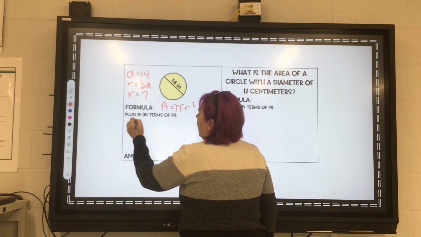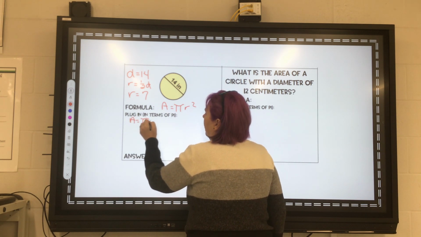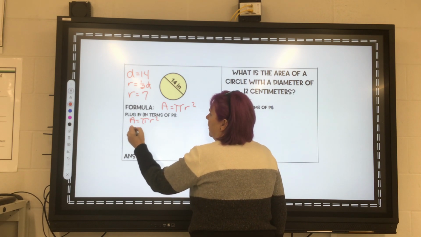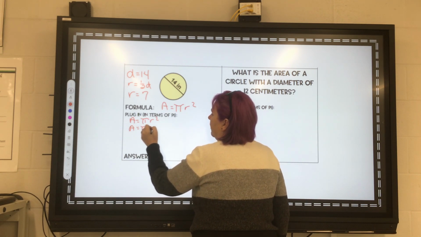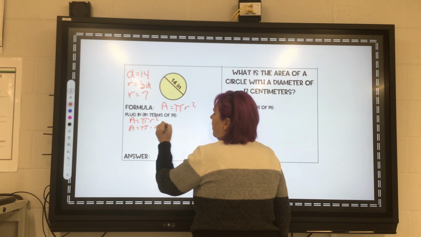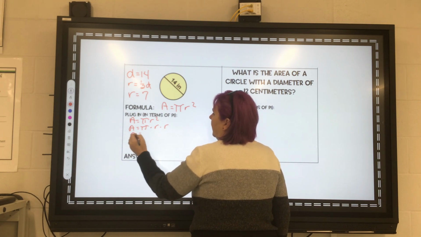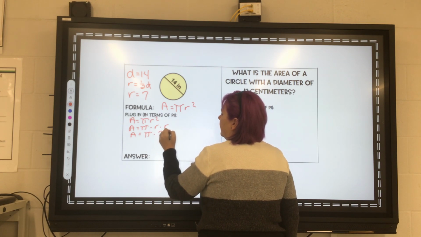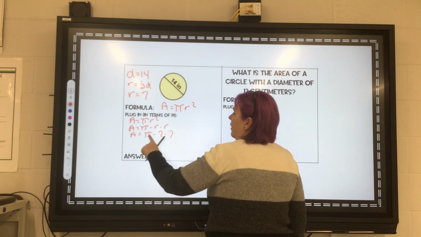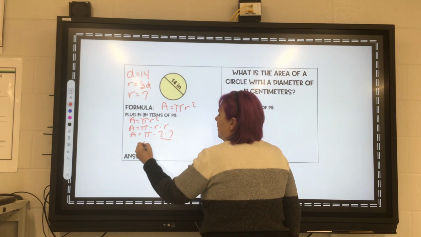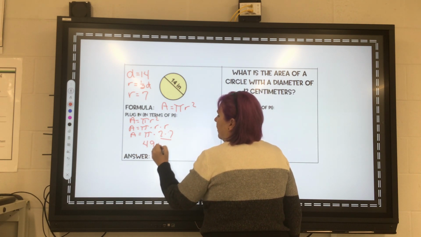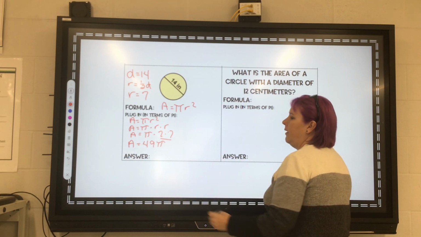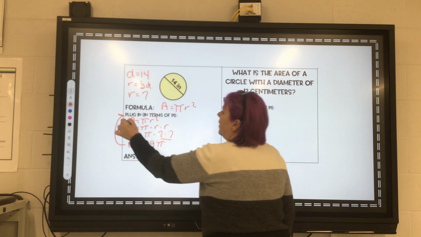A equals pi r squared, just rewriting it. Then I'm going to start plugging in, or separating it out. Pi times r, and then plugging my numbers, pi times 7 times 7. So 7 times 7 is 49 pi, so my area is equal to 49 pi in terms of pi.